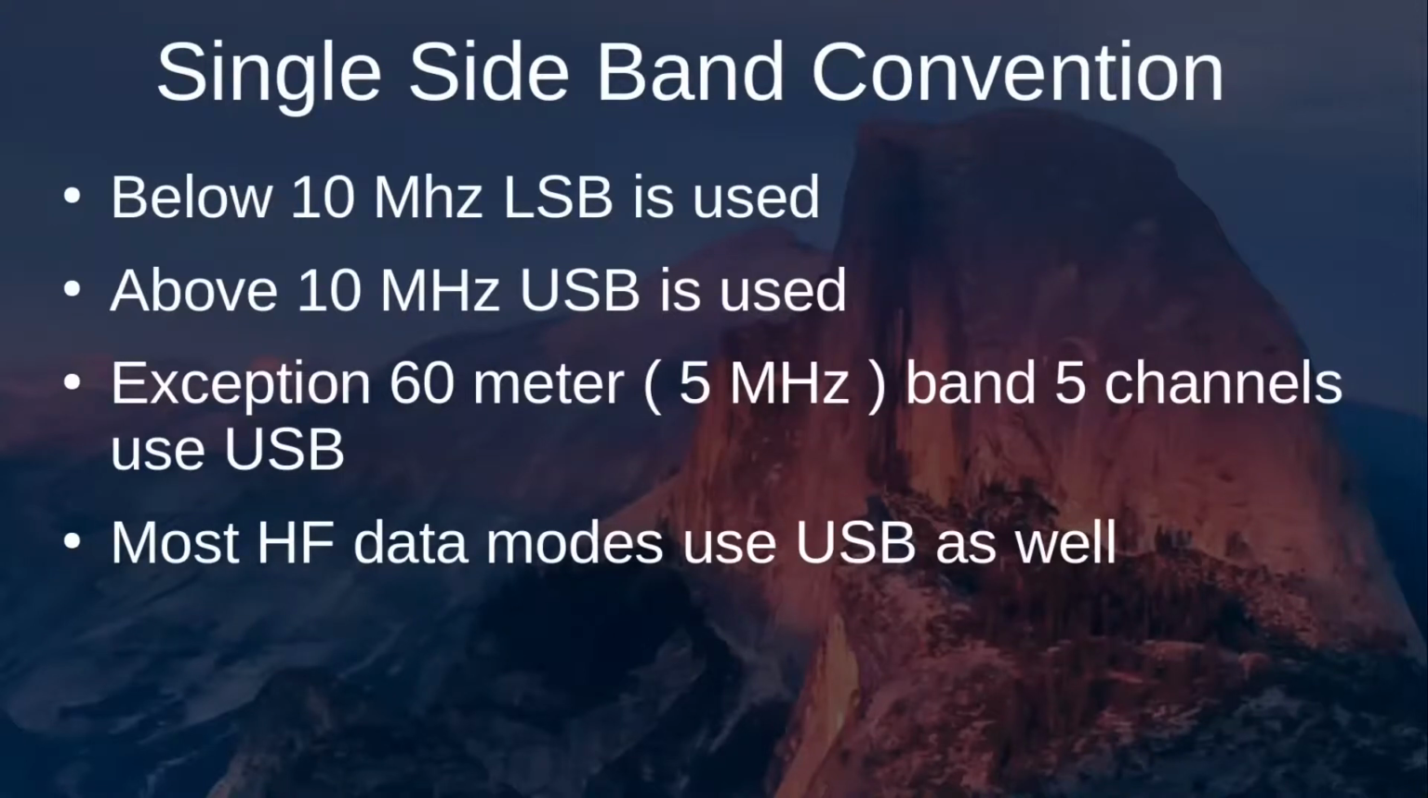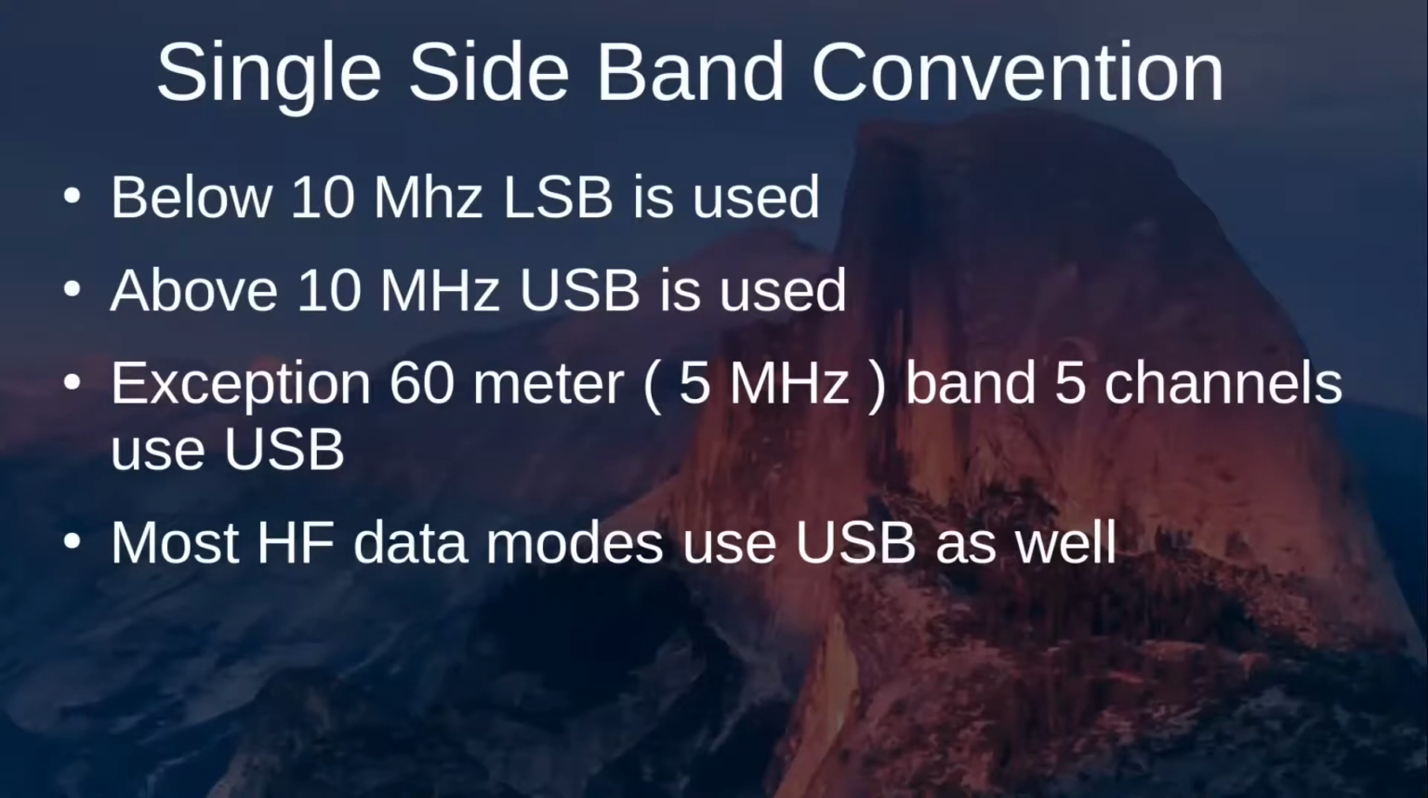And regarding the conventional naming of lower sideband or upper sideband, with regard to frequencies generally below 10 megahertz in amateur radio, the lower sideband is used. Above 10 megahertz, upper sideband is used. There are a few exceptions.